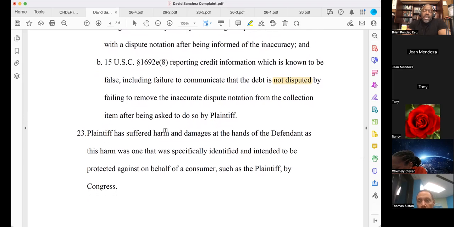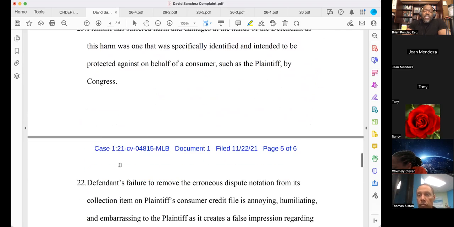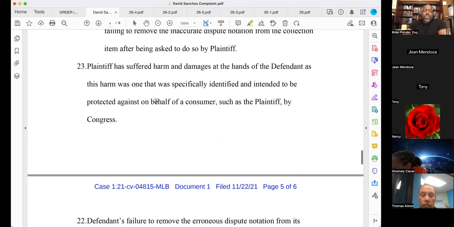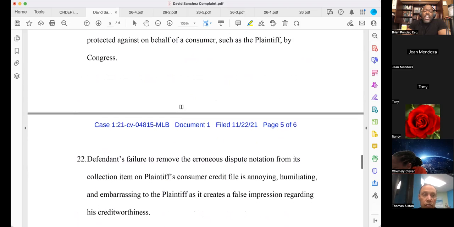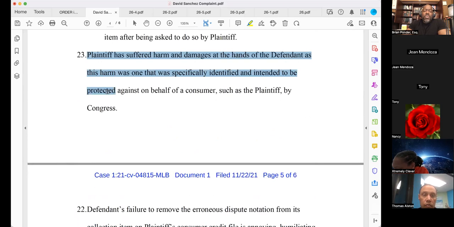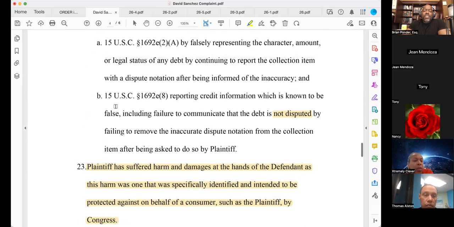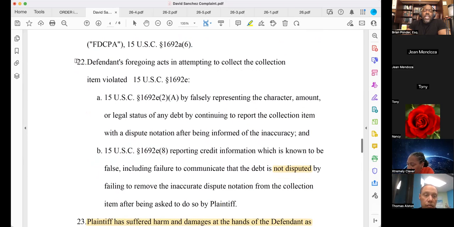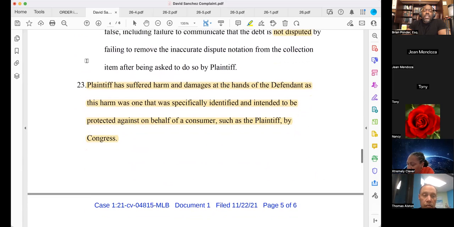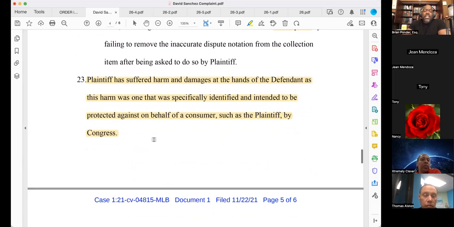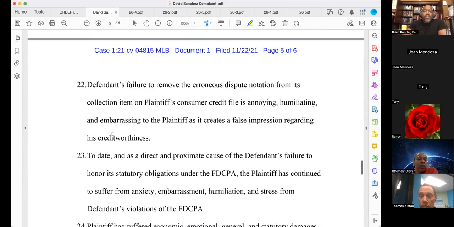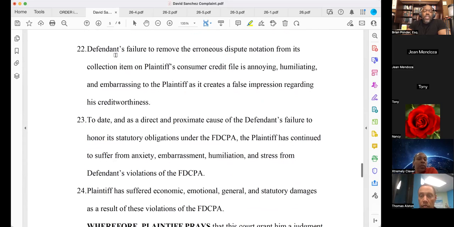Plaintiff has suffered harm and damages at the hands of the defendant, as the harm was specifically identified and intended to be. All right, so that's a good allegation. I would say this is probably one of the best allegations. Number 22 is a good allegation. This is a very important allegation because it's going to get Article 3 standing. That's why the case is still in there.